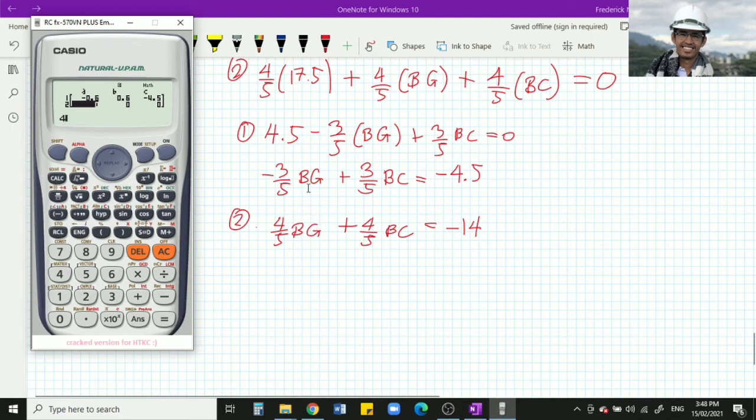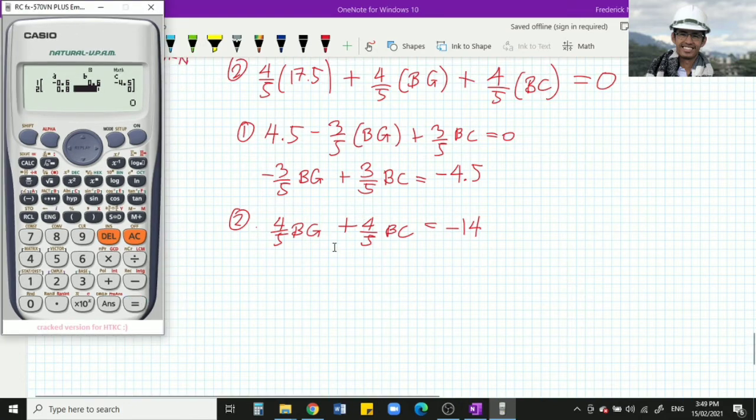Take note class, dapat same kung ano yung nandito sa first, sa letter A. So, kung BG yon, BG rin dapat yung nandito sa equation 2. BC, BC rin yon. Okay? So, dapat same sila. So, that will be 4 over 5 BG and 4 over 5 BC is equal to negative 14. Okay?